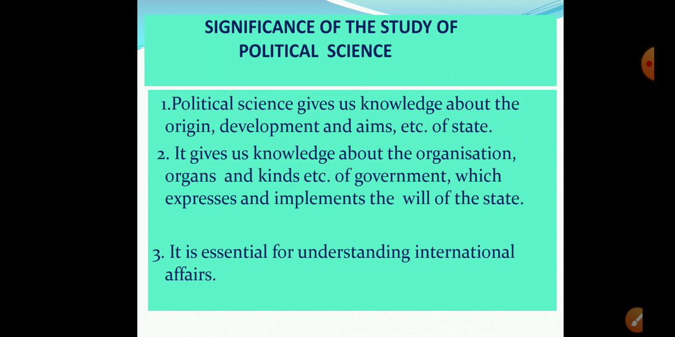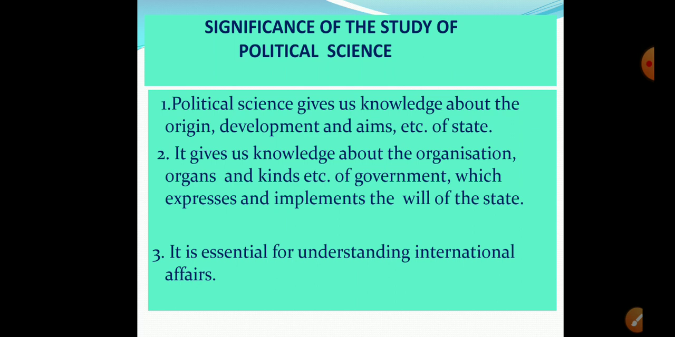Let's go through it. First point is political science gives us knowledge about the origin, development, and aims of the state. Yes, that's right. It tells us about the origin, development, and aims of the state. Second point is it gives us knowledge about the organization, organs, and kinds of the government which express and implement the will of the state. So yes, it tells us what kind of state and what sort of government is operating in the country.